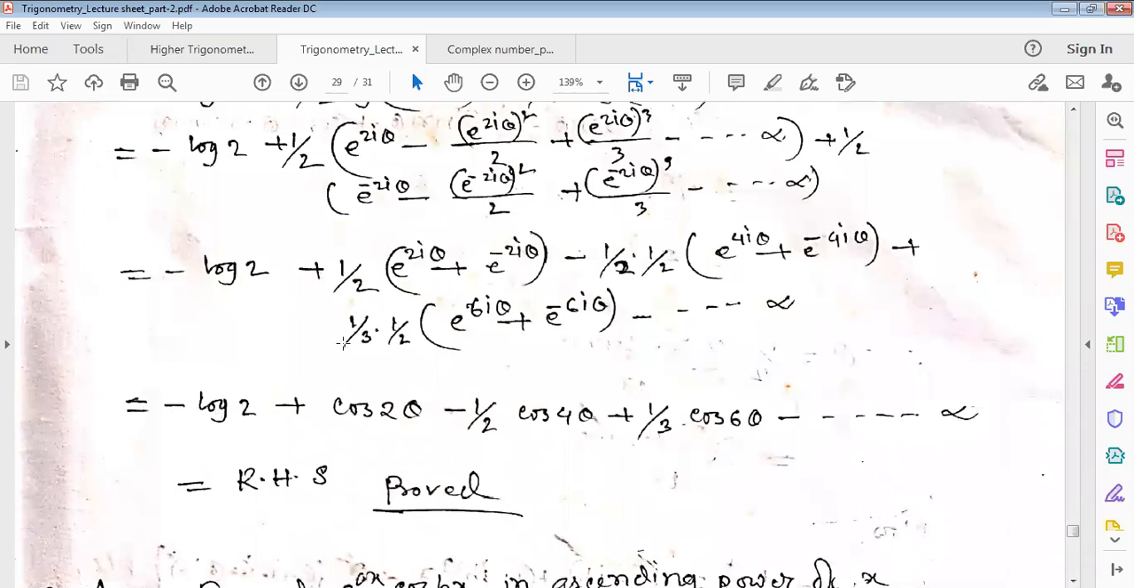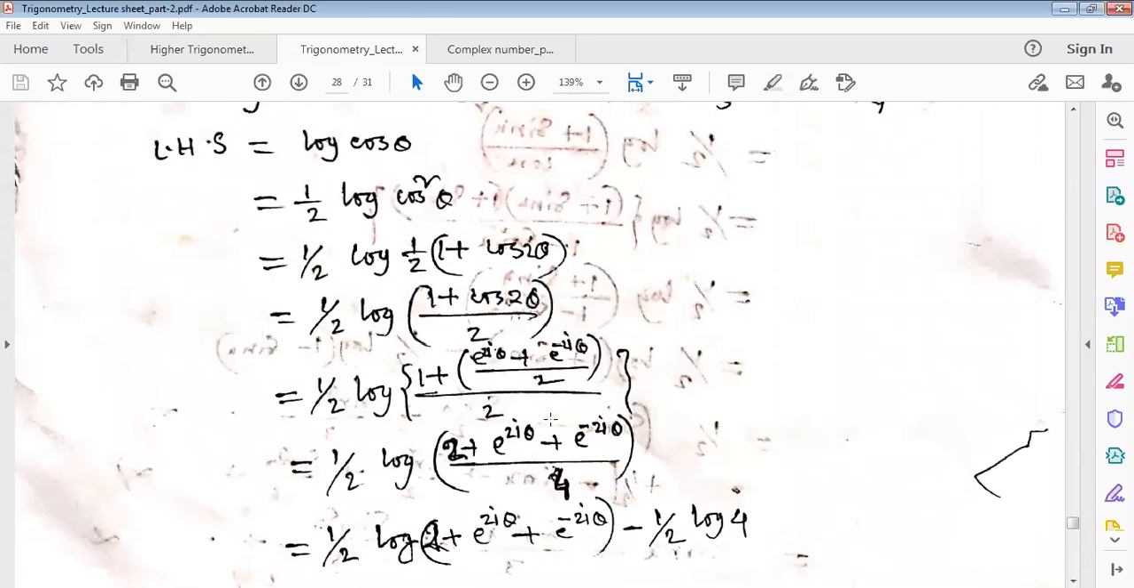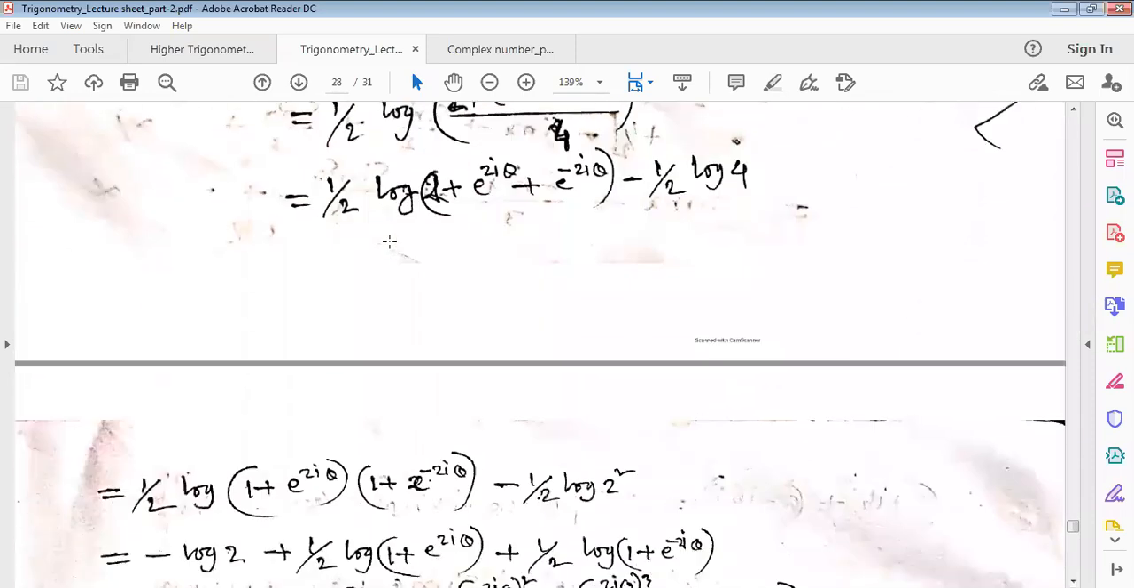Log minus log 2. This will be what formula? e to the power x plus e to the power minus x divided by 2 what? Cos x formula. x means what? Twice theta. Similarly, this will be cos 4 theta and this will be cos 6 theta. In this way, you can write every term up to infinity. Now this is the right hand side, our desired right hand side. This one, very easy maths.